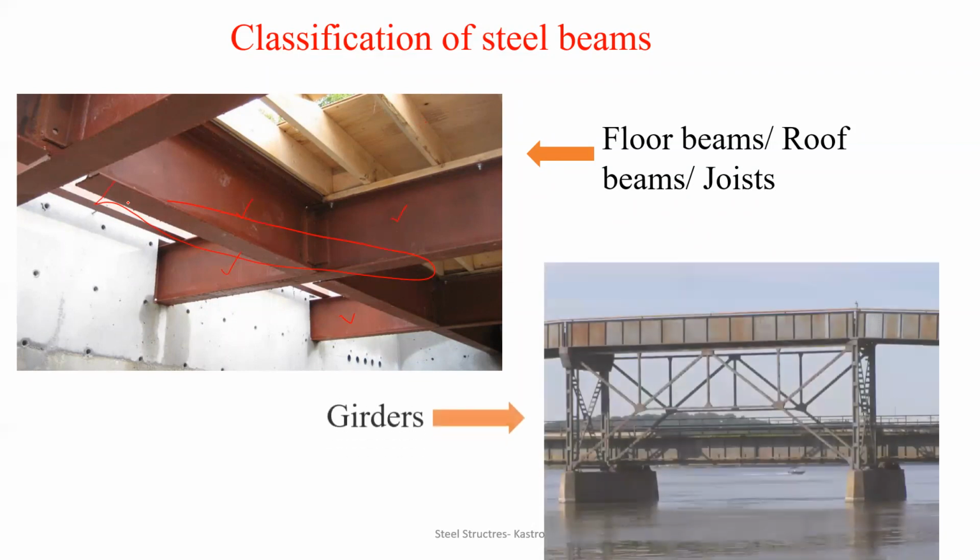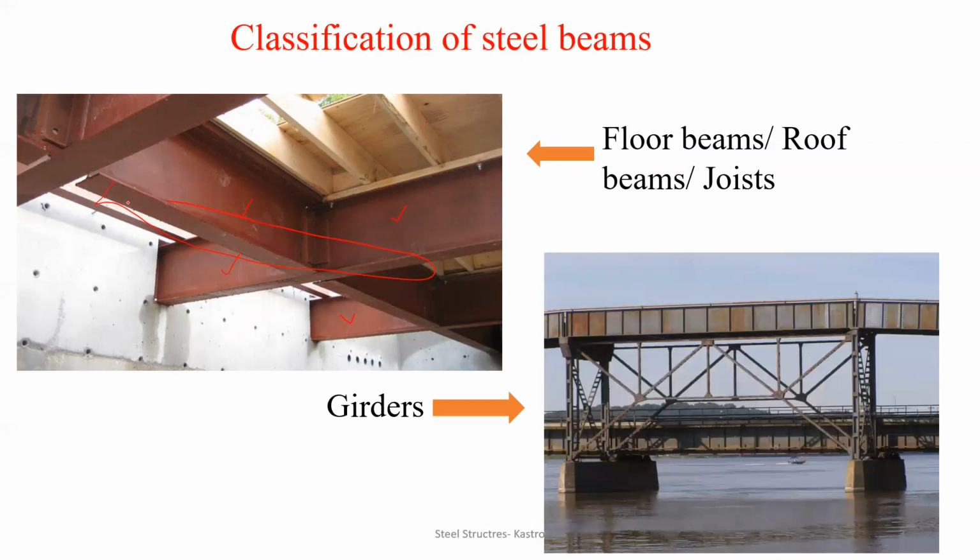The second classification is girders. Technically, girders are again divided into two types. You have two broad classifications of girders: one is a plate girder and the second one is a gantry girder. The plate girder topic will be discussed in the fourth unit, and the gantry girder topic will be discussed in the fifth unit. However, what are these girders?